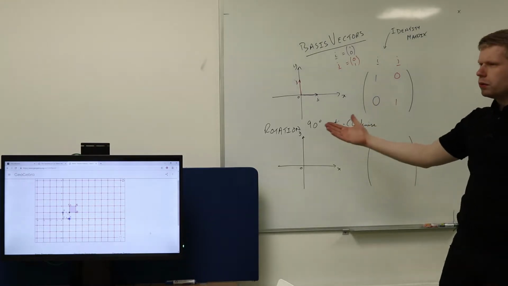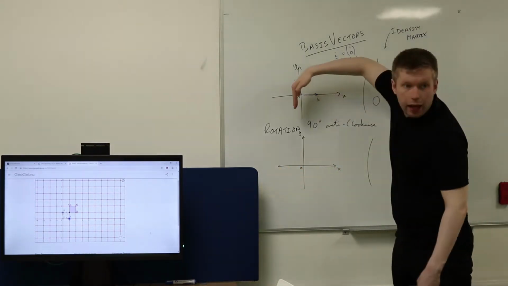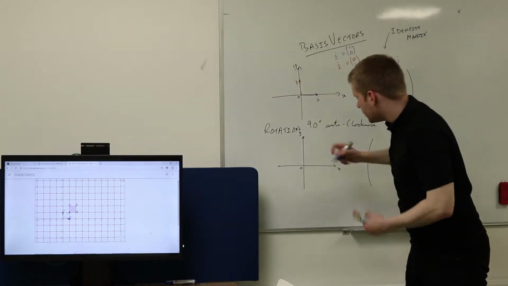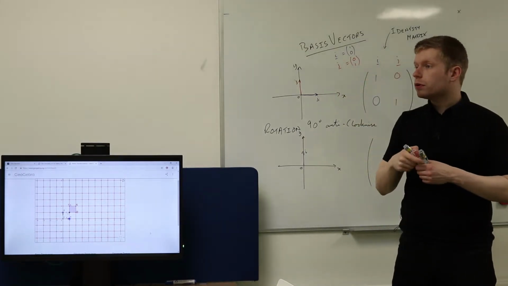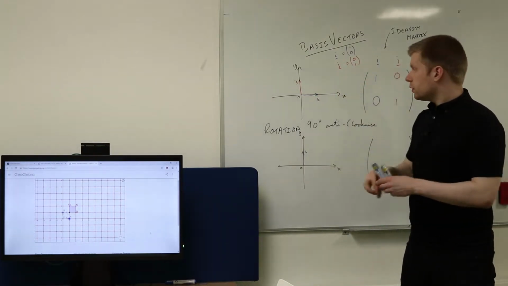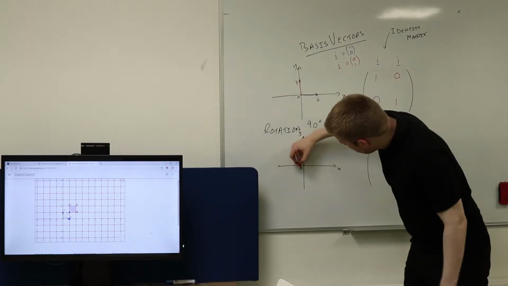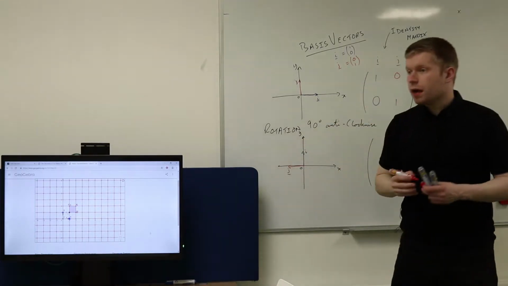So where would i end up? (0, 1). Yeah, good. So i has gone like that. It's been rotated 90 degrees anti-clockwise. Do you see that? Okay, so i ends up here. And where does j end up? (-1, 0). Fantastic. So j ends up down here because it's been rotated 90 degrees anti-clockwise. So j ends up down there. Do you see that? Okay.